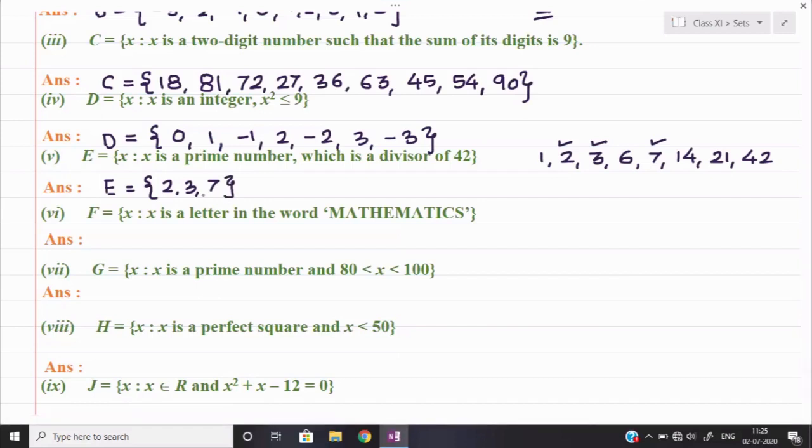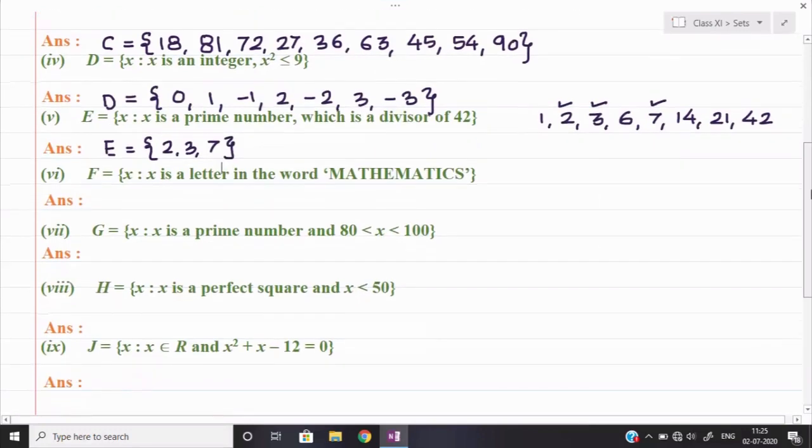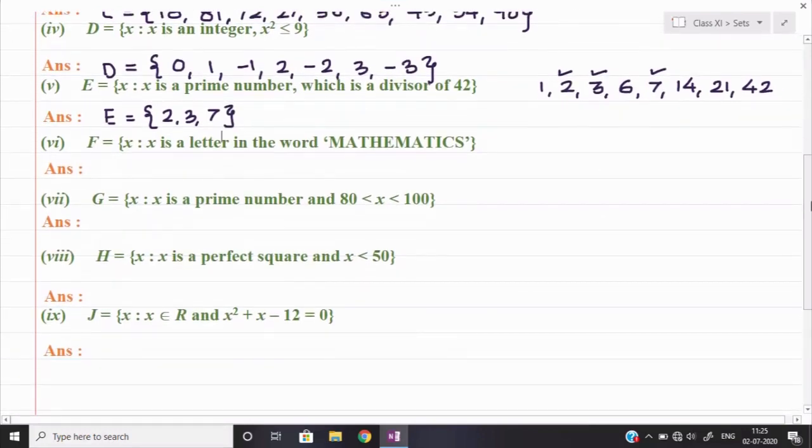Now similarly, let us see part number 6. In part number 6, we shall learn one new thing: how we can describe the elements from the word we have been given here. They are saying x is a letter of the word mathematics. So see, in mathematics many letters are there, M, A, T, right? So many letters are given to us. We need to write down all the letters one by one, because each and every letter over here is an element of the set F.